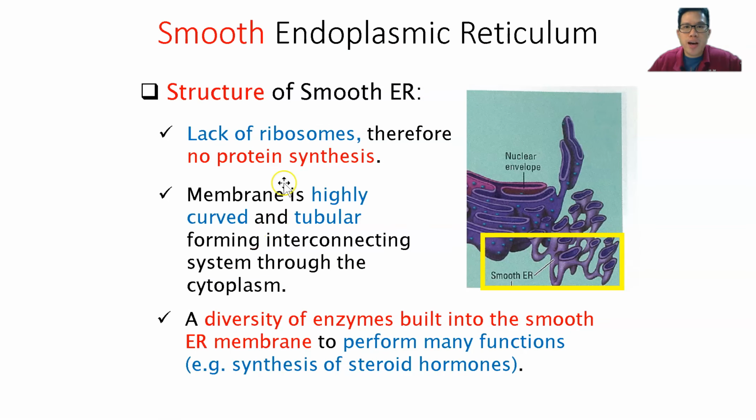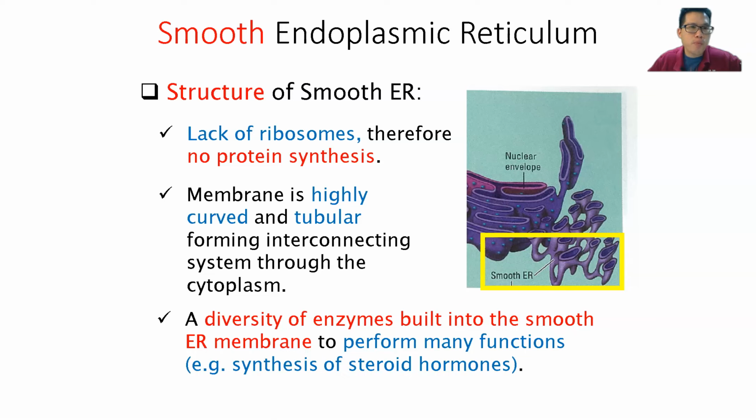Whereas the smooth ER lacks ribosomes, so there is no protein synthesis. The membrane is highly curved and tubular, forming an interconnected system through the cytoplasm. It has a diversity of enzymes built into its surface. It doesn't have ribosomes, but it has enzymes built into the surface of the smooth ER. It has many functions, for example, it is used to synthesize steroid hormones. As I mentioned already, as you go along here, you will utilize some of these organelles to enhance the protein functions or to build certain proteins with certain functions.